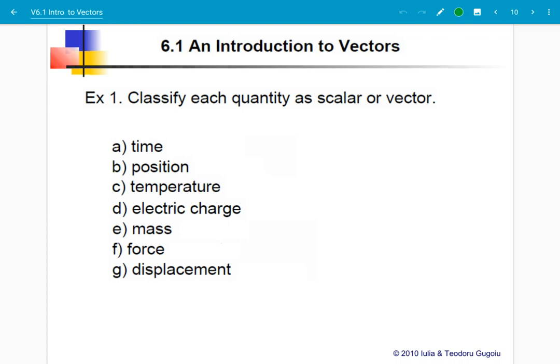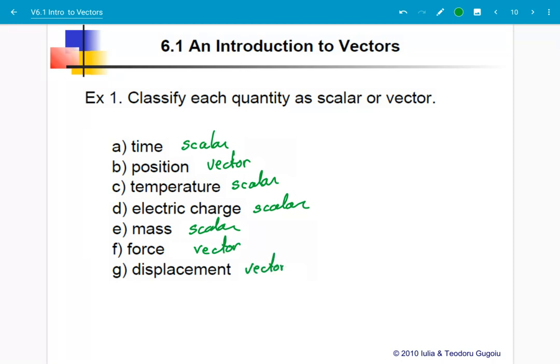Time, example 1, does not have direction. It is a scalar. Position, yes, it has direction. Temperature goes up. Is that a direction? No. Scalar. Electrical charge, the amount of charge, scalar. Mass is scalar. Force has direction, vector. Displacement, vector.